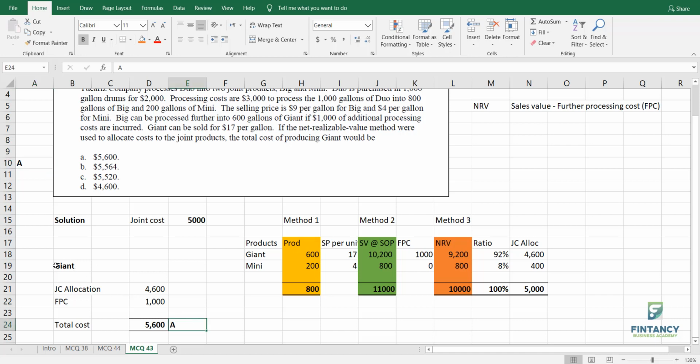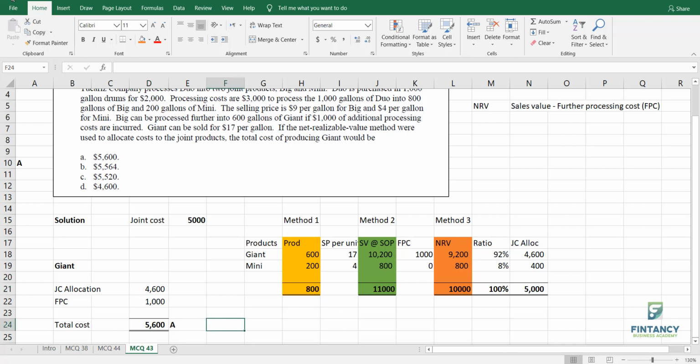Okay, I hope it's clear with everyone. If examiner is asking you if the NRV method were used, how much is the joint cost allocated to joint? Then you can say 4,600. Okay, but if he is asking how much is the total cost, so you have to consider the further processing cost also.